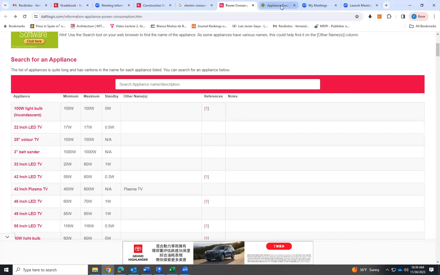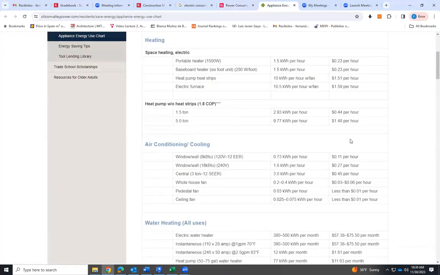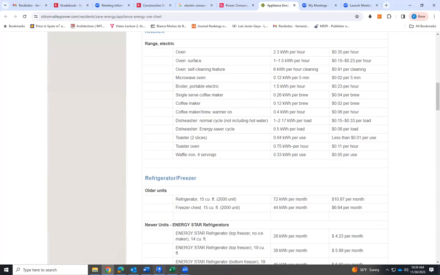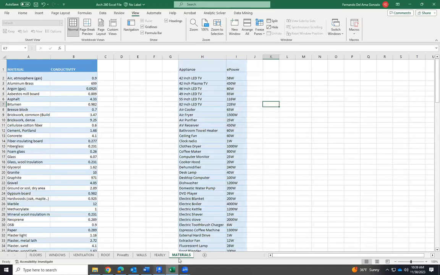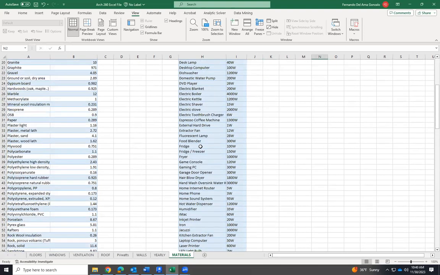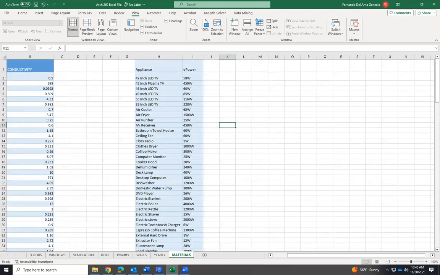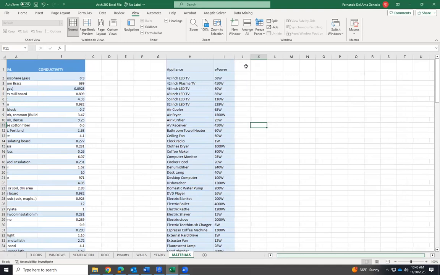I have copied a list of appliances, a lot of them. So I have prepared a list, and I will share this with you. In this tab where the materials are, I have a list of appliances, and I have selected a few of them. And this is the electric power that we have for those appliances. What do we have to do now? We need to see if they are in use or not. So on/off means that if we have a 42-inch LED TV, we click 1. And if we don't have a 42-inch plasma TV, we don't do anything, or we type 0, whatever.